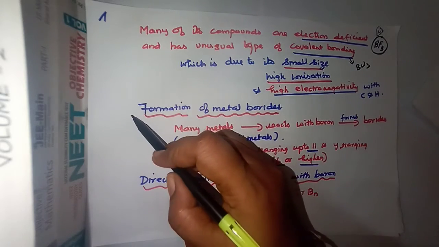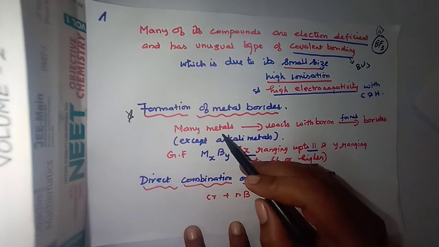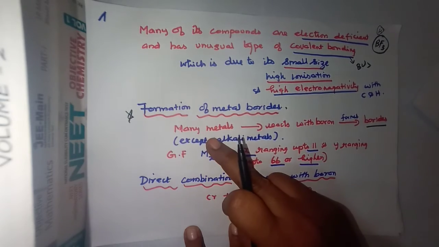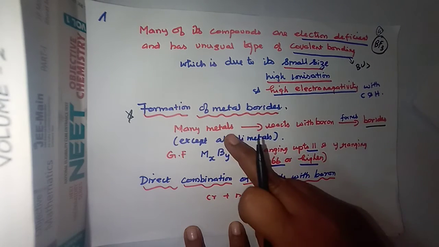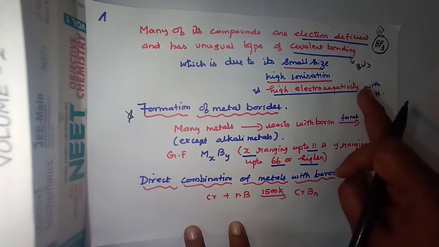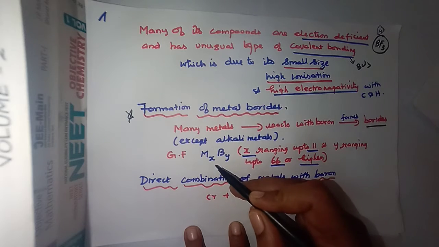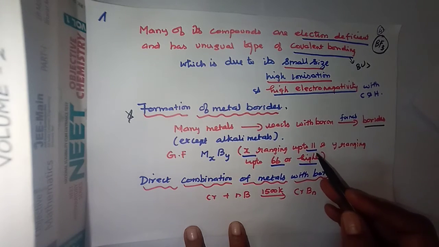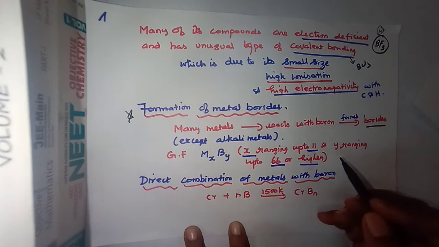First one, the formation of metal borides. Many metals react with boron to form borides. Except alkali metals, all the group 1 metals do not react with boron. So the general formula of metal boride is MxBy, where x ranges from 1 up to 11 and y ranges up to 66 or higher.